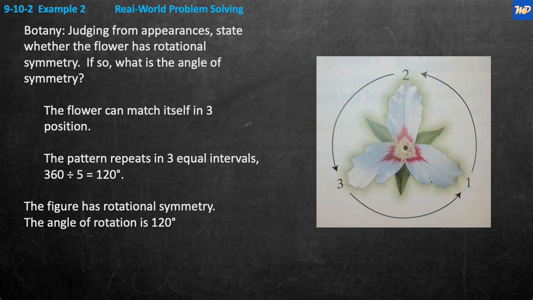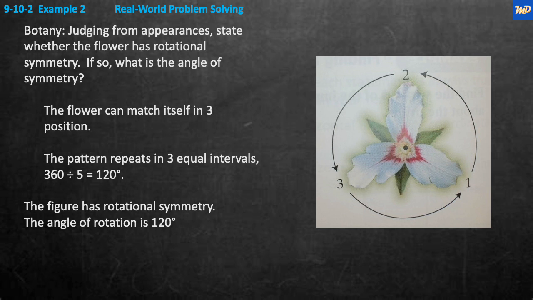Example 2, real-world problem solving. Botany. Judging from the appearances, state whether the flower has rotational symmetry. If so, what is the angle of the symmetry? The flower can match itself in how many places? 3 positions. We see that. 3 positions. The pattern repeats itself in 3 equal intervals. If you rotate this flower 120 degrees, or 1/3 of 360, it's going to look like the same flower.